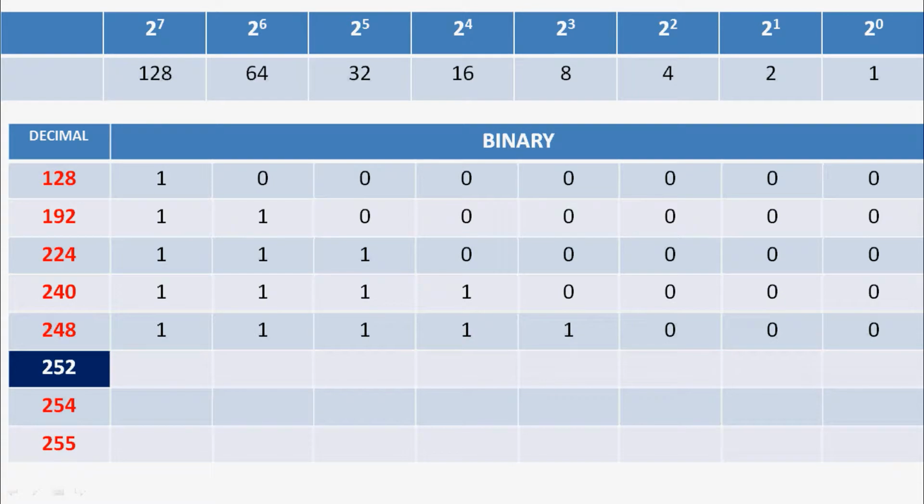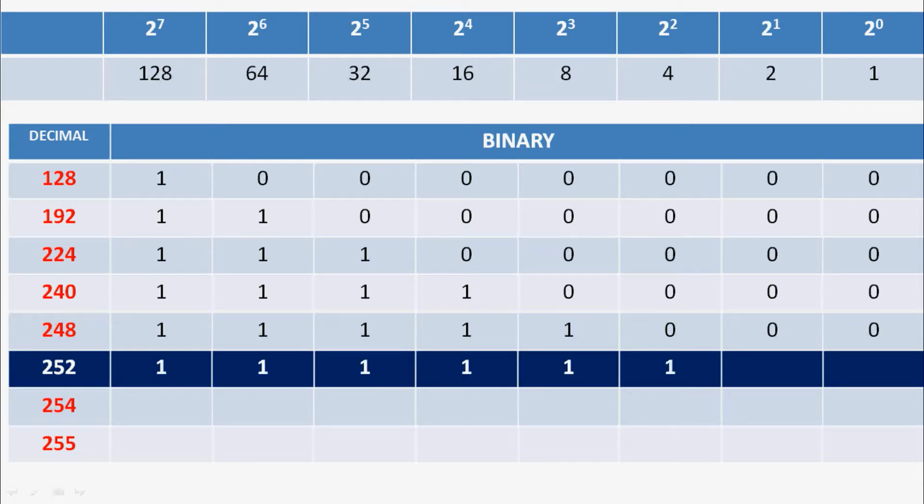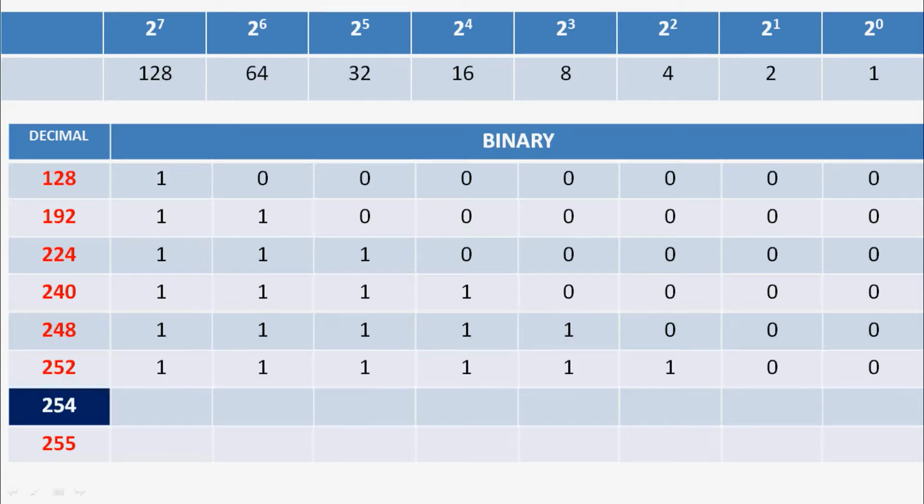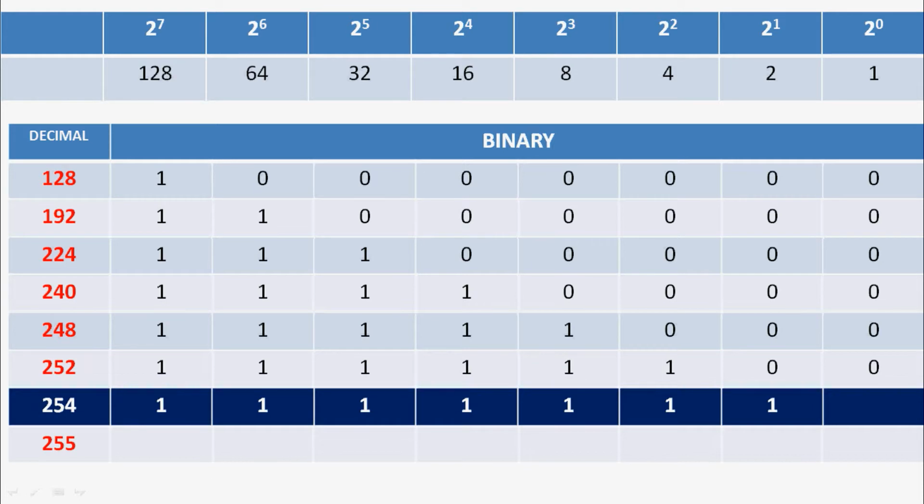In the same way we will go to 252. Again I have to add 4. That means 128 plus 64 plus 32 plus 16 plus 8 gives 248, and 248 plus 4 gives 252. So up to there we put all ones and the remaining 2 bits zeros. Then we consider 254. Here the previous number is 252, and I have to add only 2. So we consider up to 2. 128 plus 64 plus 32 plus 16 plus 8 plus 4 plus 2 gives 254, and in the least significant bit I have to put 0.